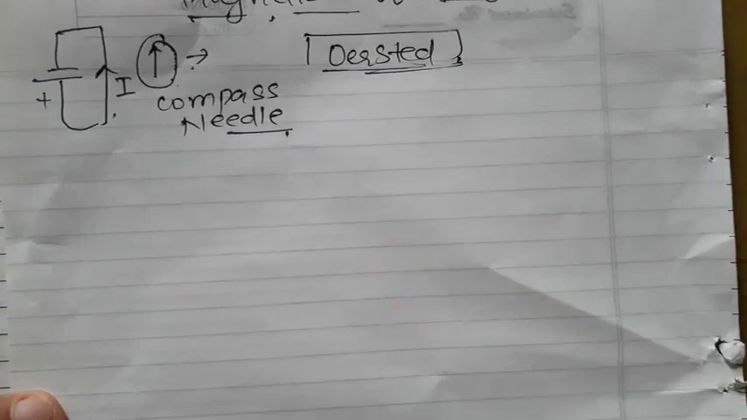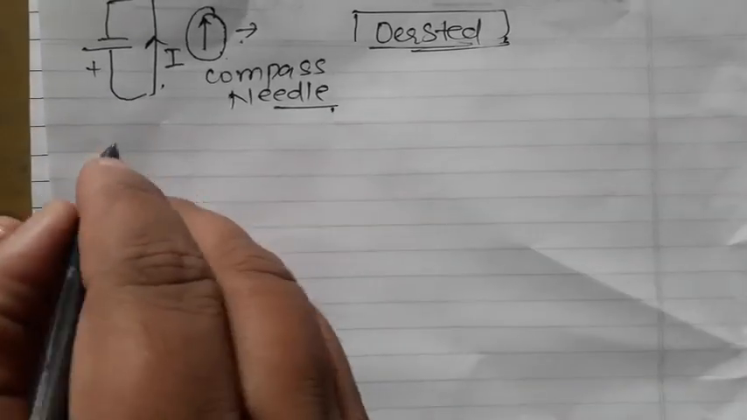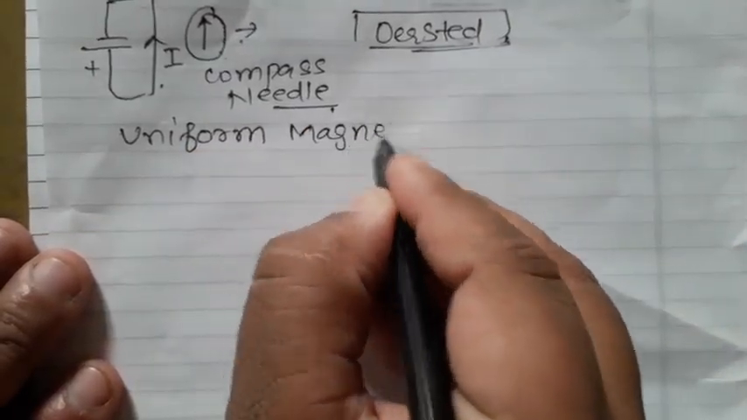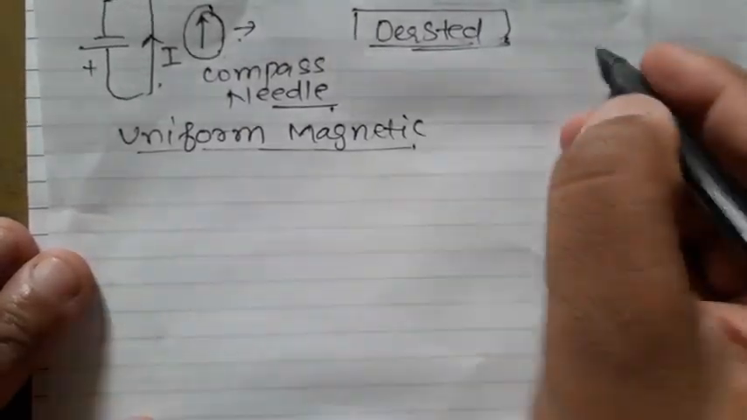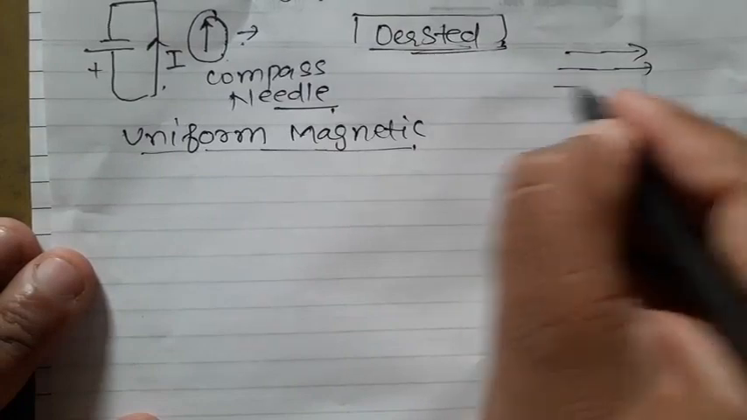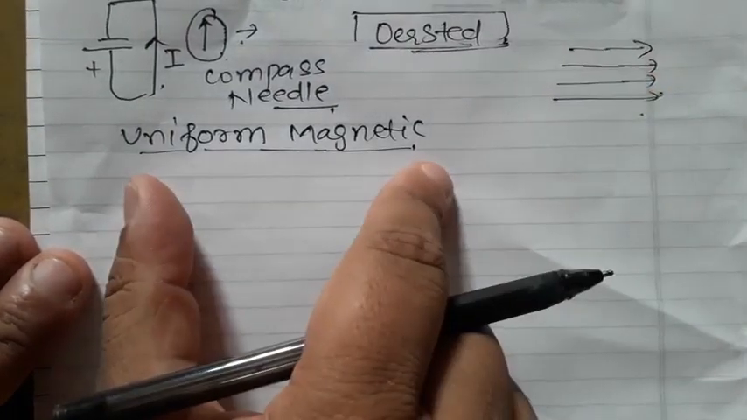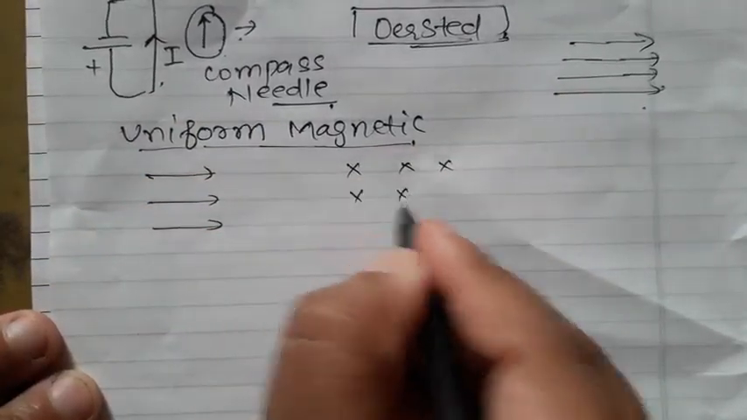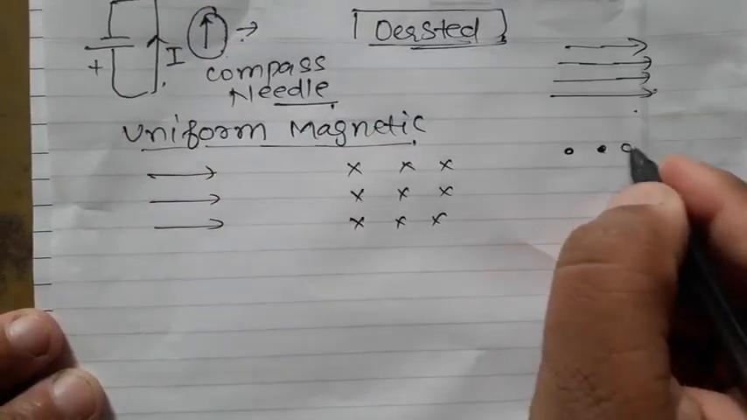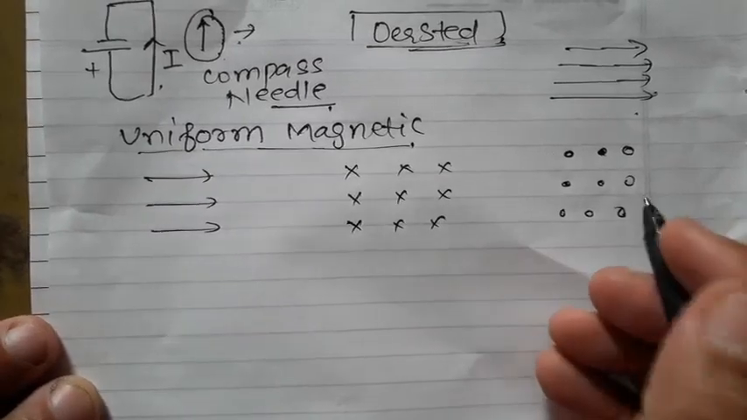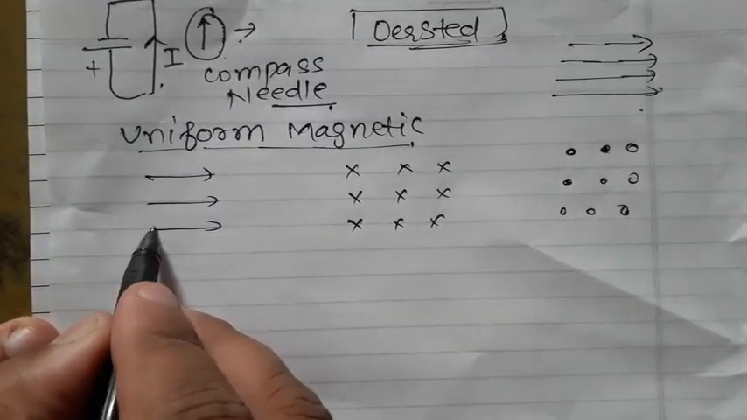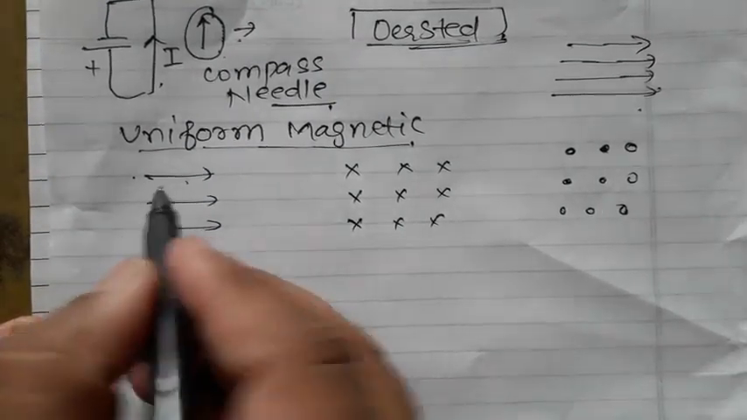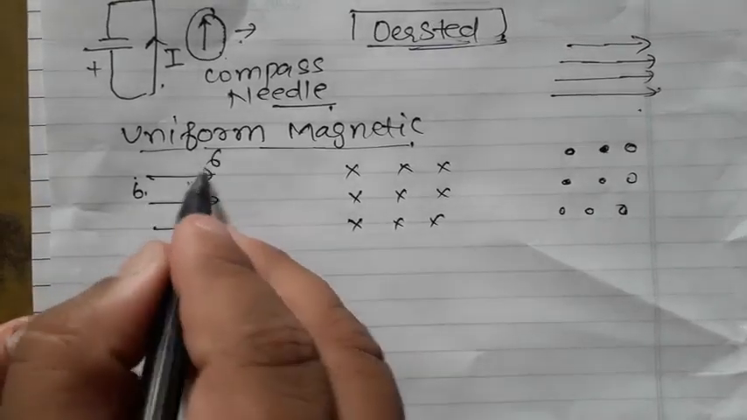Next question that comes: how to represent a uniform magnetic field? You know that in electrostatics, if you want to show a uniform electric field, you draw parallel lines. But in case of uniform magnetic fields, it can be represented in three ways. First, second, third, this is the third one. Check karna beta, this is the uniform magnetic field. Uniform magnetic field means the value of magnetic field will be the same at each point. If it is 6 at this point, its magnitude here is also 6, here is also 6.